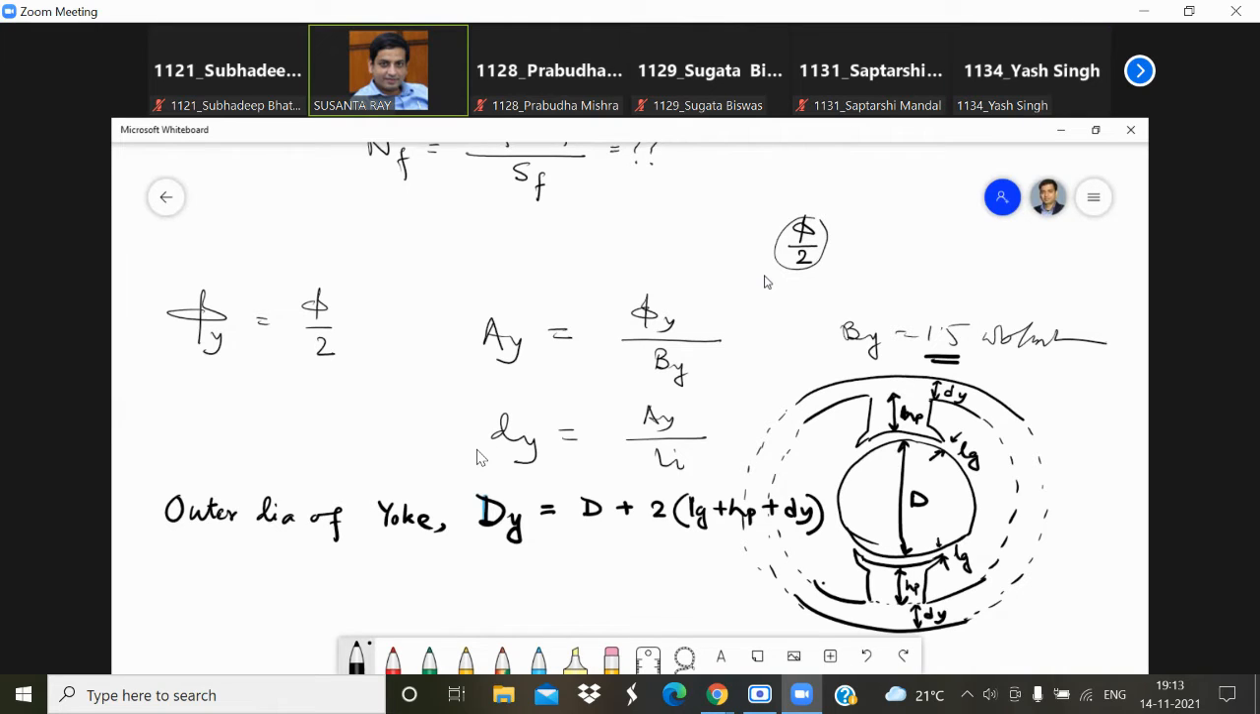What is the kilowatt? So 30 kilowatt. Okay, so what is the main dimension? What is the main diameter? So 325. Oh, okay, maybe right.